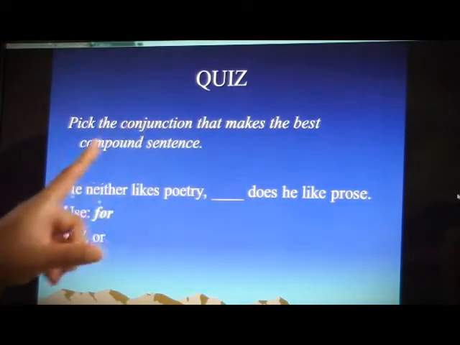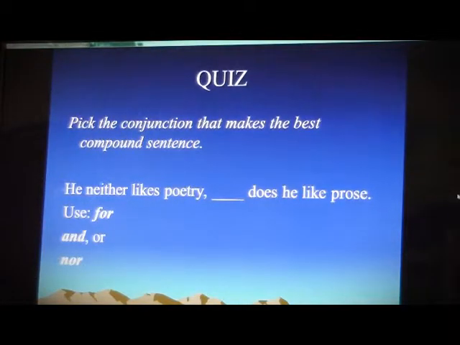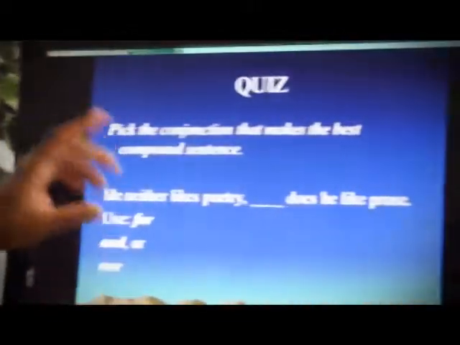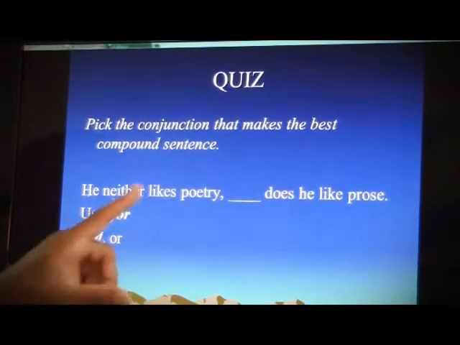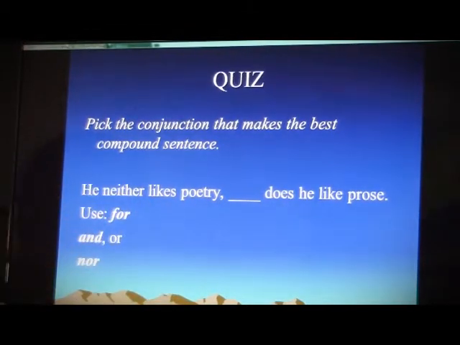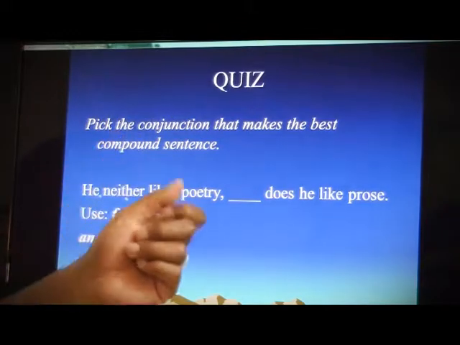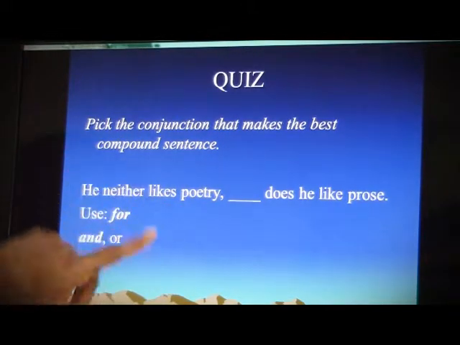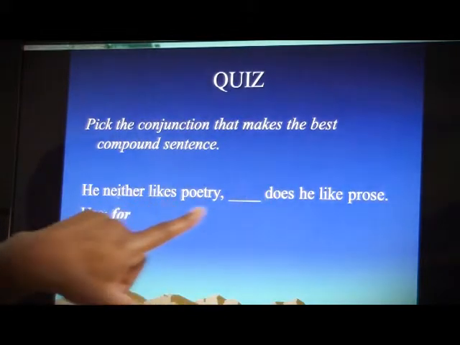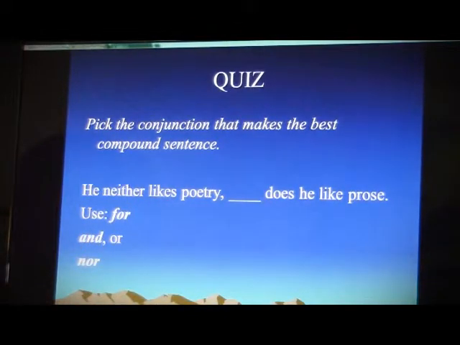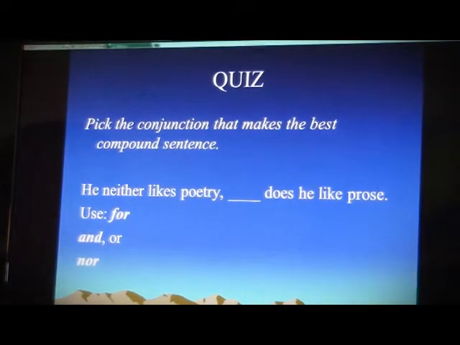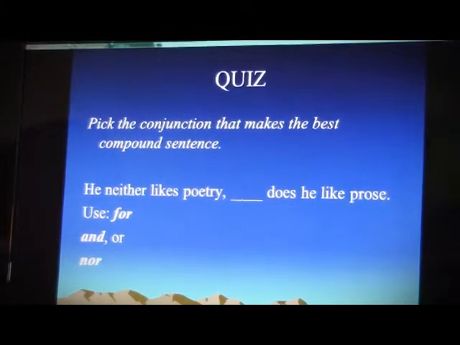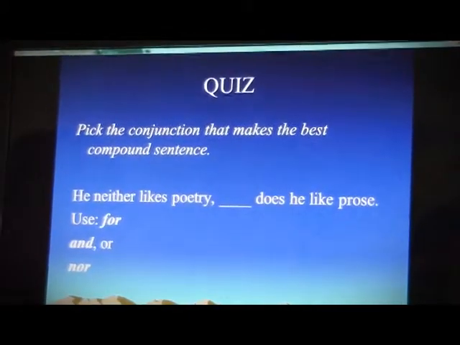Pick the conjunction that makes the best compound sentence. Now here's the deal. It's got to make sense. Not only do you use one of these FANBOYS words, for, and, nor, but, or, yet, so, but it has to make sense in the context of the sentence. The word nor usually goes with neither. Neither nor, either or. He neither likes poetry nor does he like prose. He doesn't like to read, basically. Let's see how the nor can get in this little space.